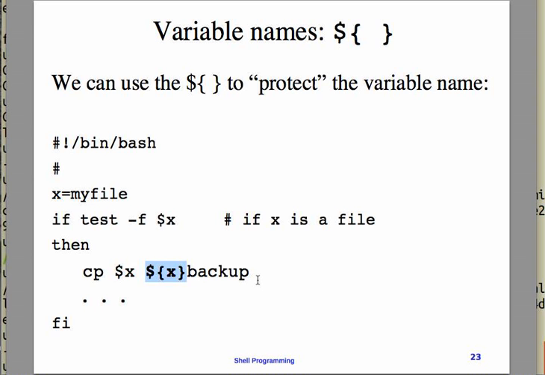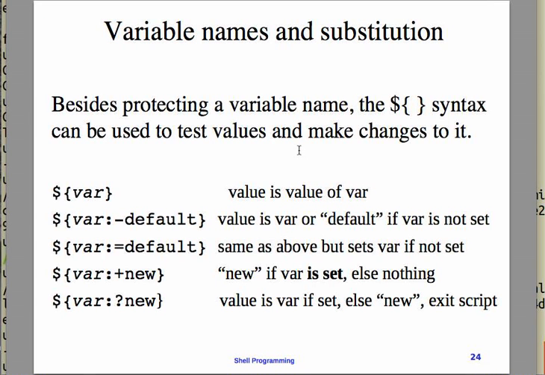What will happen is if you have a file called myfile in your current working directory, you will check if myfile is a regular file, and if it is, you'll make a copy of it. Great. So the thing to get from this is just that you can use open and close curly braces to protect variable names. And then there's a whole bunch of different options. We're just not going to have the time to cover all of them, but I'll try to go through a few of them.